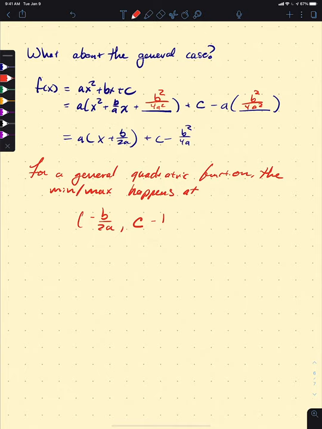And then c minus b squared over 4a. But what's worth noting here is that another way to write this, negative b over 2a, but I know that this point has to be on the graph of the function. So another way to write this, sometimes it's just a little bit easier, is that it happens at f of negative b over 2a, okay?